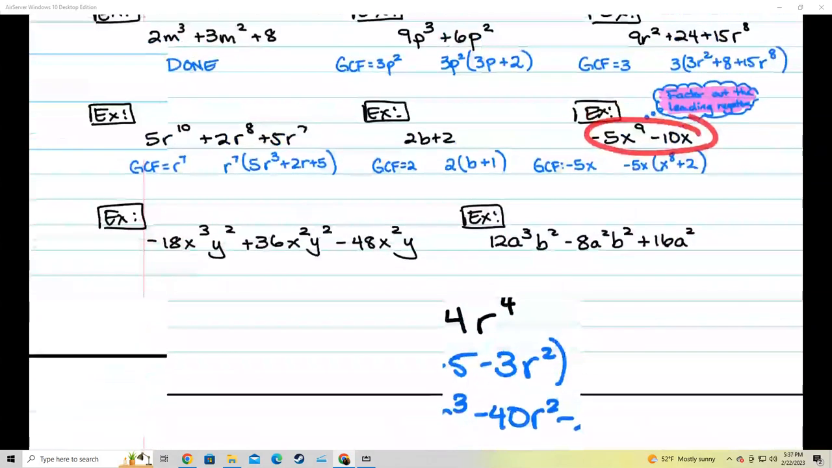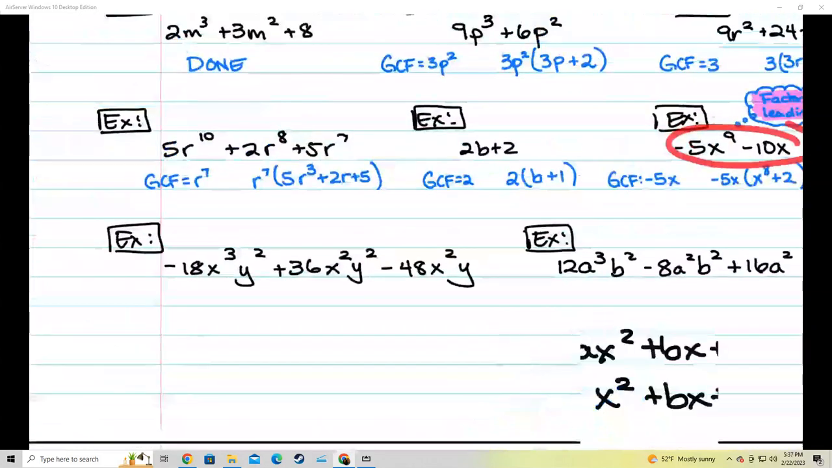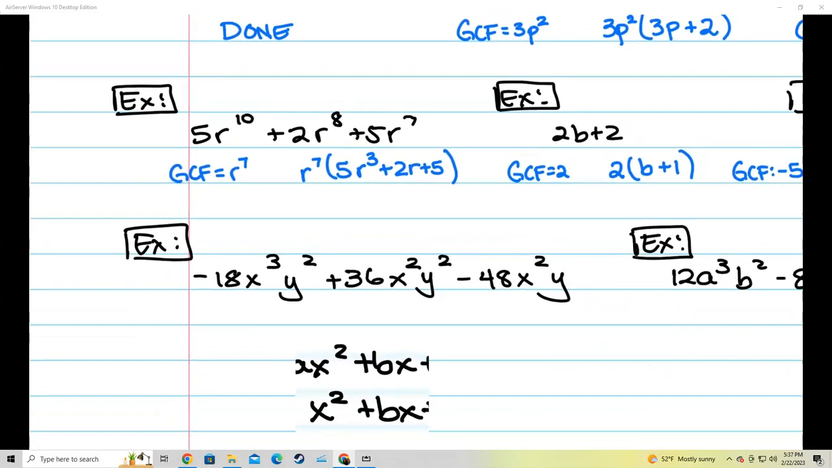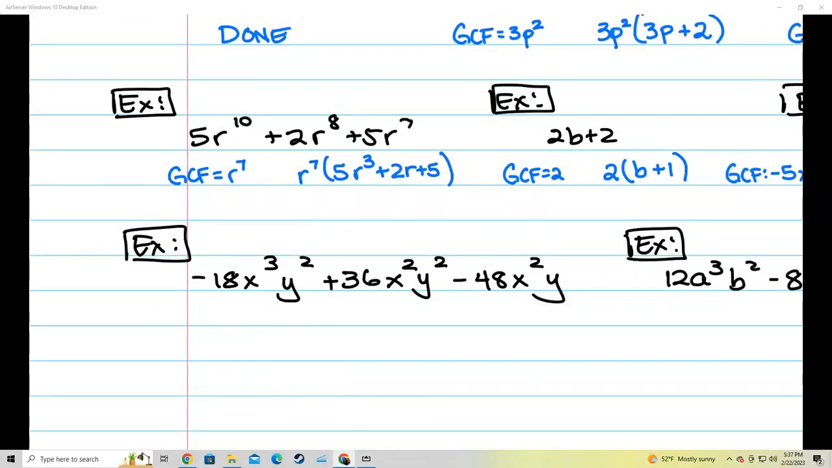All right, guys, we have 2 more problems and then we'll call it quits for today. Wow, look at this crazy thing here. It makes it even more crazy with all the extra stuff going on there. All right, I see a negative 18 x cubed y squared, 36 x squared y squared, negative 48 x squared y. Numbers. What's the biggest number that goes into negative 18, 36, and 48?